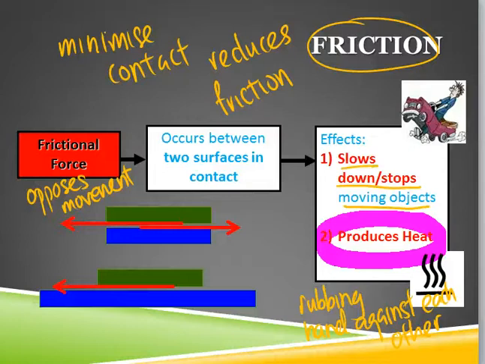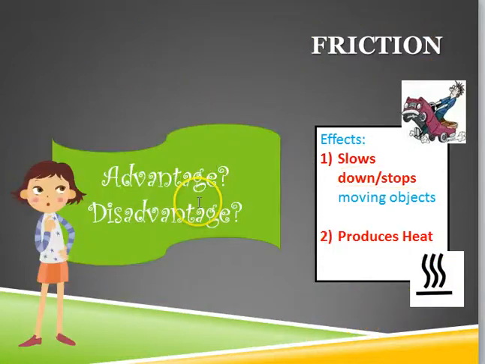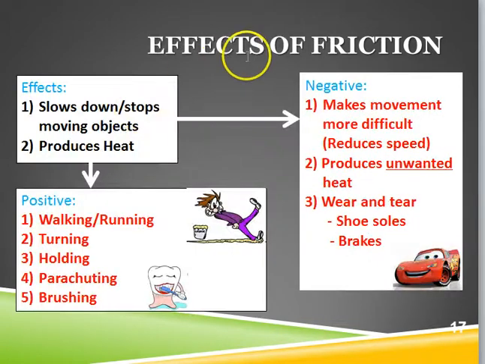Now, the next thing we'll think about is what the advantages and disadvantages of friction are. We know its effects, it has these two effects, but is everything a disadvantage or is everything an advantage? Let's take a look at it carefully. The effects of friction are that it slows down or stops moving objects, and it also produces heat. Now, some positive effects are as such. Friction actually helps us to walk or run. Without friction, it will be difficult to move, to turn things, to hold things. These are the few basic movements that we always do that require friction.